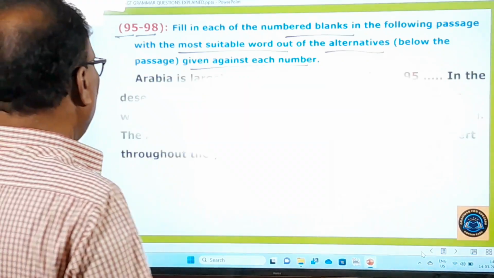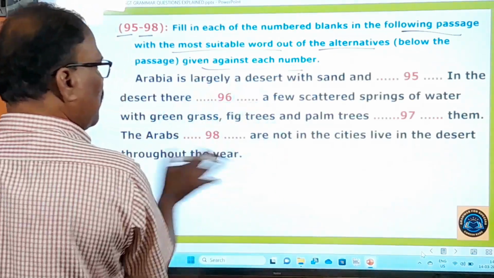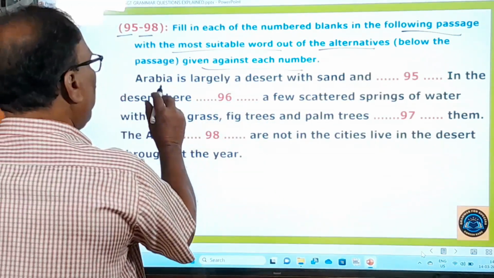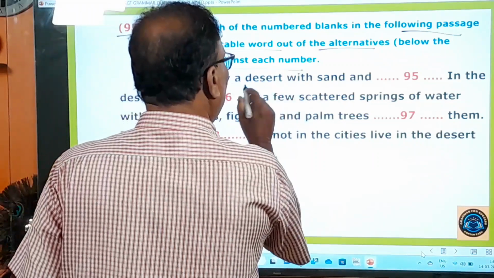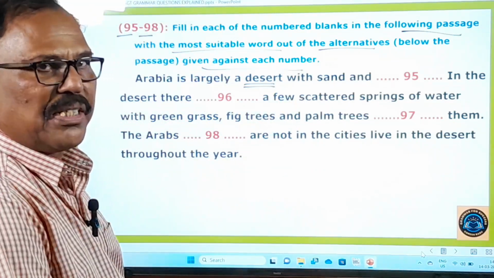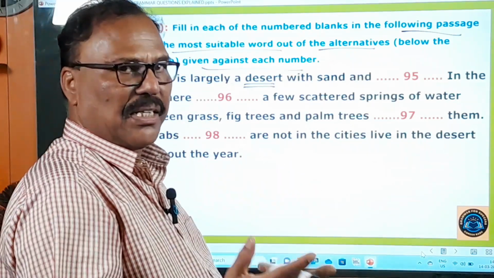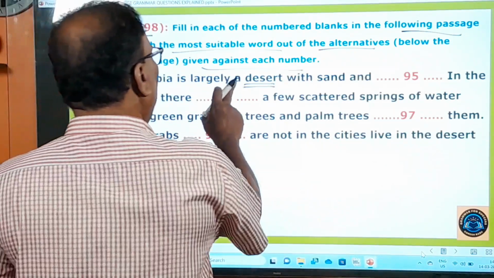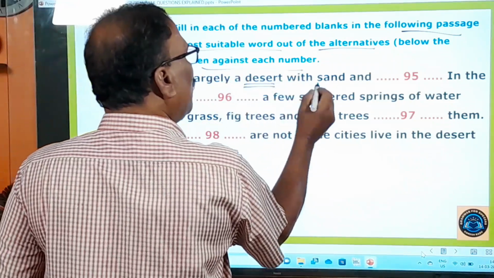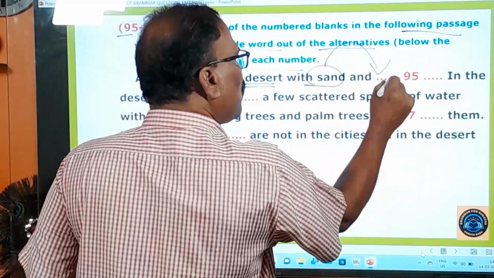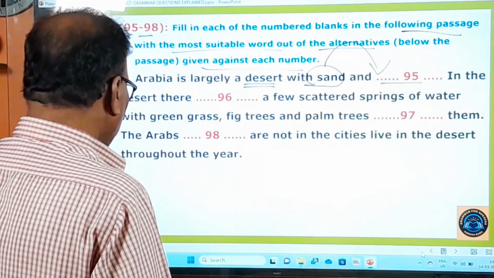Now let us look at the passage. This is a small, very beautiful passage. Arabia is largely a desert. Everybody knows about a desert. The Thar desert, you know very well, is in Rajasthan, and there are the Sahara desert and several other deserts. And what do you find in the desert? You find sand, and what else do you find in that? Let us look at that.